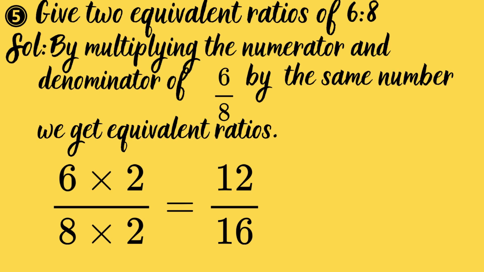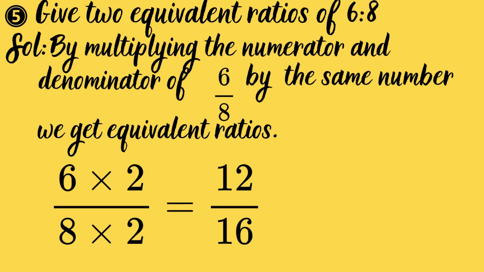Let's look at the next problem. Give two equivalent ratios of 6 is to 8. Now, to find the equivalent ratios of a particular ratio, we have to either multiply or divide the numerator and the denominator by the same number. So, let's multiply the numerator and the denominator.